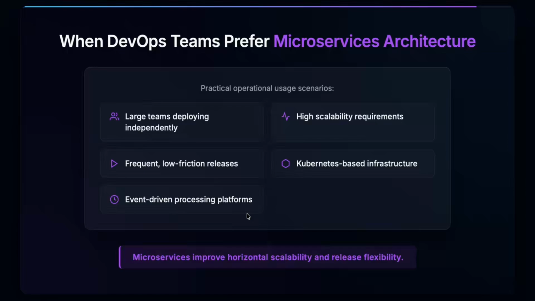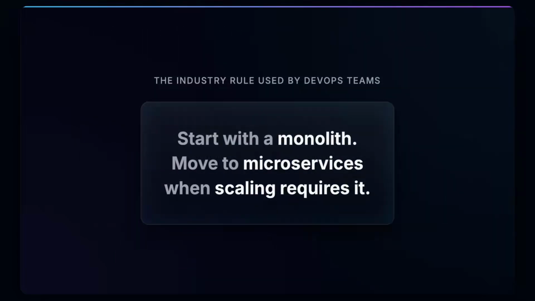Now comes the event driven processing platforms. Like I said, the big products or the big applications which require event driven processing. And event driven means we need to use asynchronous communication, and all the modules are not dependent on each other. In that case, microservice architecture is used. So the industry rule says start with a monolith, move to microservices, and when scaling requires, then only you should go with microservices. Other than that, for an early stage, do the validation with monolith architecture.